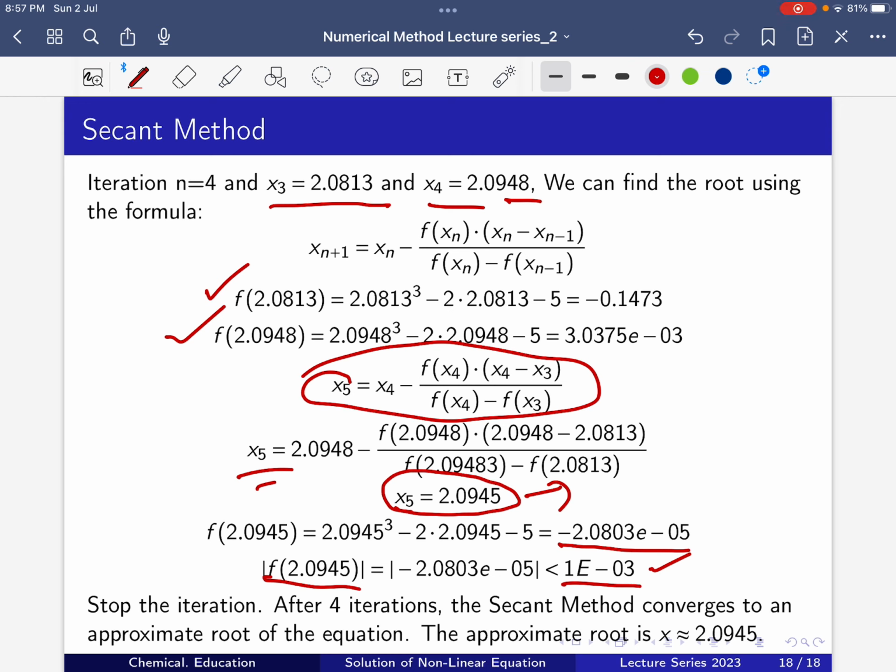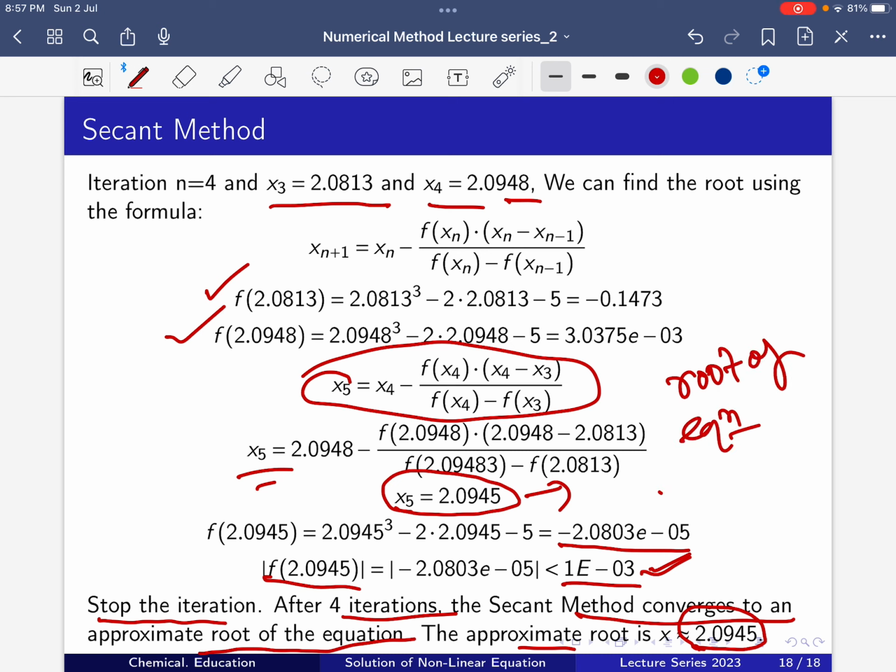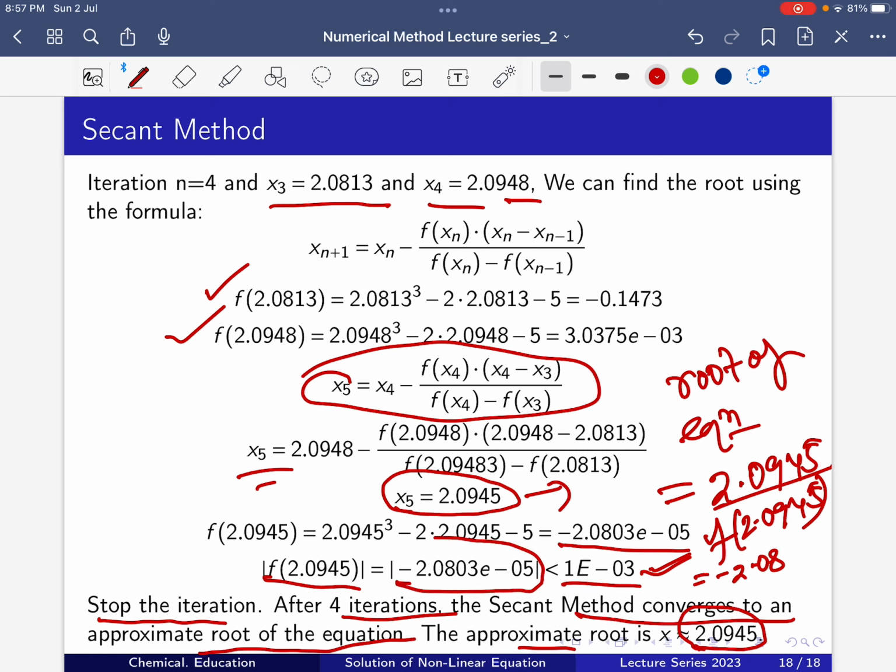When we get the desired value, we stop the iteration. After 4 iterations, the secant method converges to an approximate root of the equation. The approximate root is 2.0945. If I calculate f(2.0945), it gives minus 2.0803e-5. That's it for the secant method. Thank you.